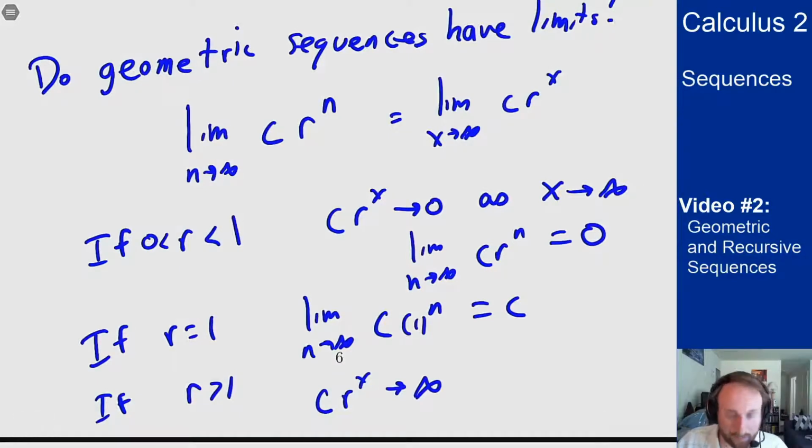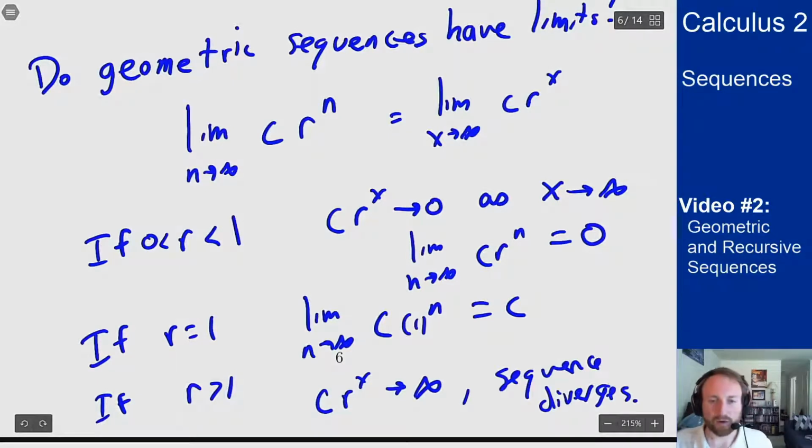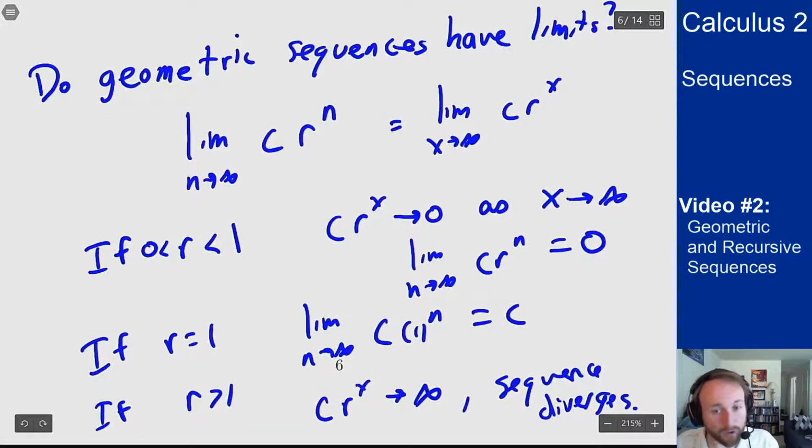And if r is bigger than 1, then c r to the x goes to infinity, so this sequence diverges. You can also do this by plugging in some numbers to see what happens. If r is less than 1, then it's going to go to 0. If it's bigger than 1, the number is going to get bigger and bigger as you multiply by more and more numbers. The sequence is going to diverge. This will be important when we're going forward to talk about series in the next section.